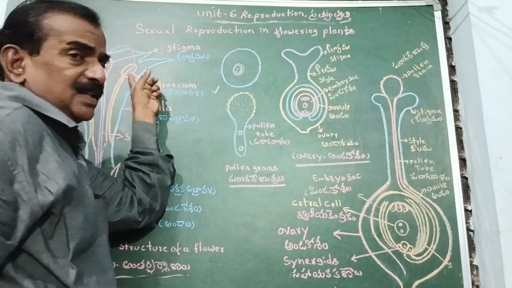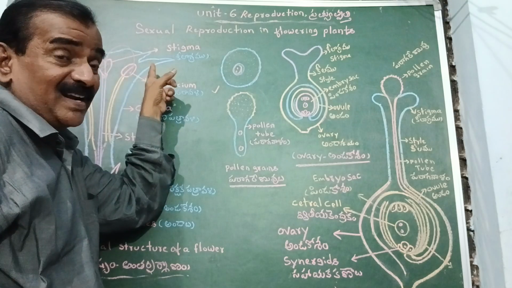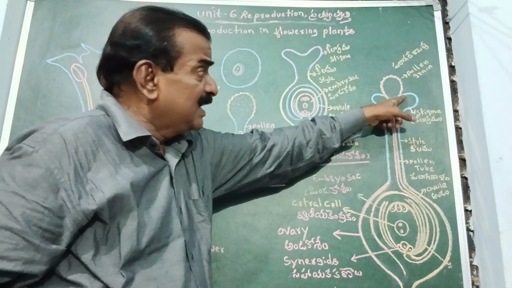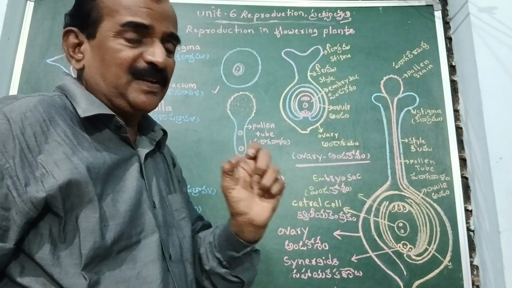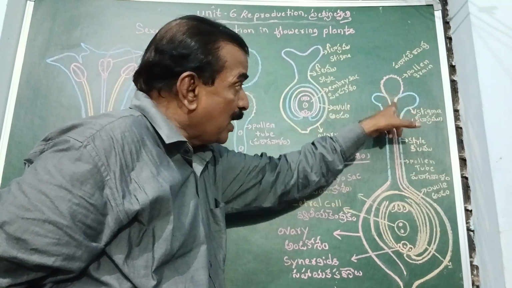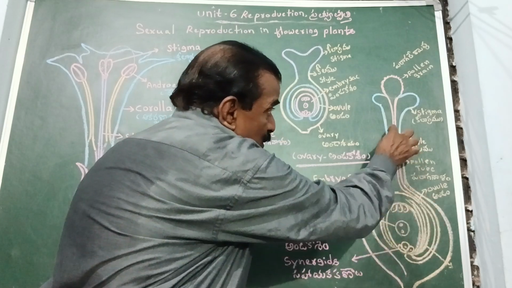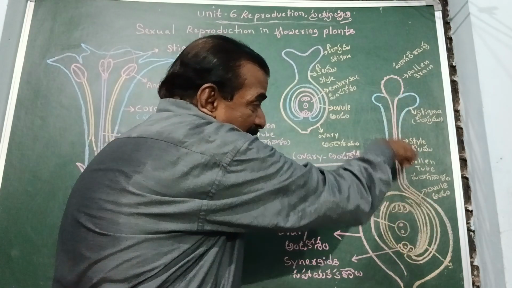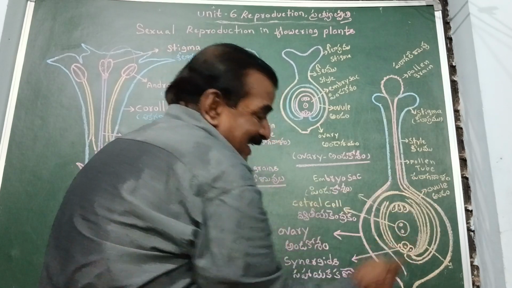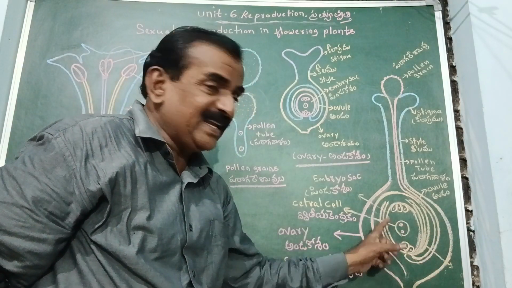So I told you these are anther lobes. Anther lobes produce pollen grains, the male gametes. When the pollen grains fall on the stigma, which has sugary substances, these sugary substances help the pollen grain to germinate, and it produces a pollen tube. This pollen tube grows through the style, and finally it enters the embryo sac through the micropyle.